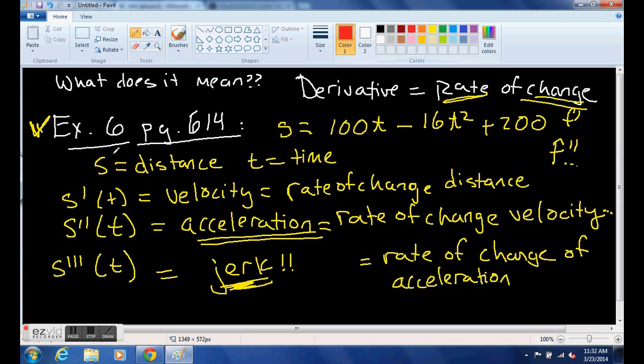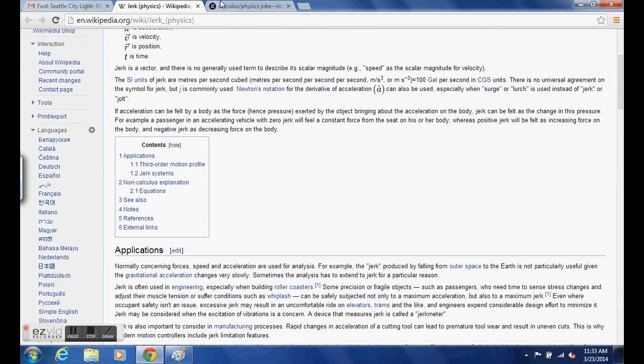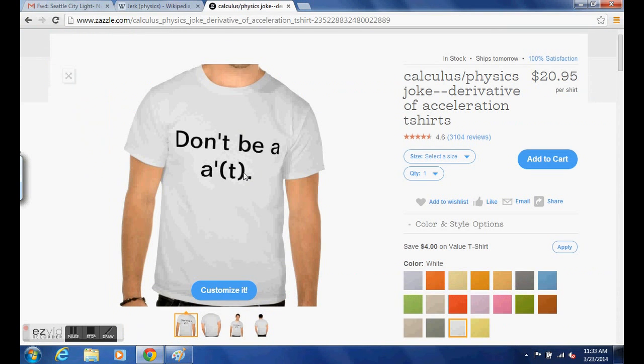For example, s, the first one, is just the distance that you're traveling. The first derivative is your velocity. The second derivative is your acceleration. And the third derivative is your jerk. So now that you understand that, you can understand this really hilarious t-shirt. Don't be a first derivative of acceleration, a jerk.